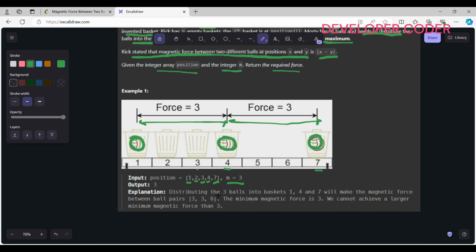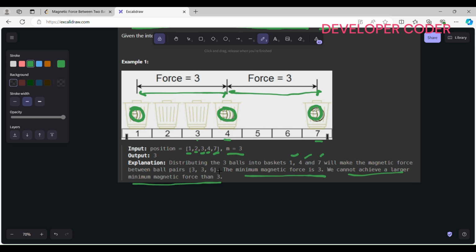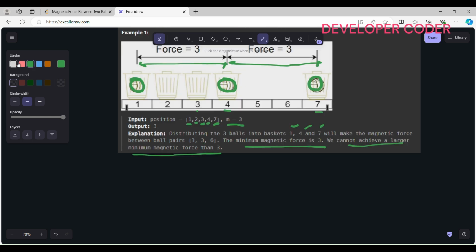So we have to distribute the 3 balls into the baskets 1, 4 and 7. That will make the magnetic force between ball pairs 3, 3, 6, right? The minimum magnetic force is 3. We cannot achieve a larger minimum magnetic force than 3. Let's suppose I place one ball here and the next ball here and then the next ball here. Then the minimum magnetic force here is coming as 2 now. We have to make it as maximum as possible, right? So this is the only possible way.